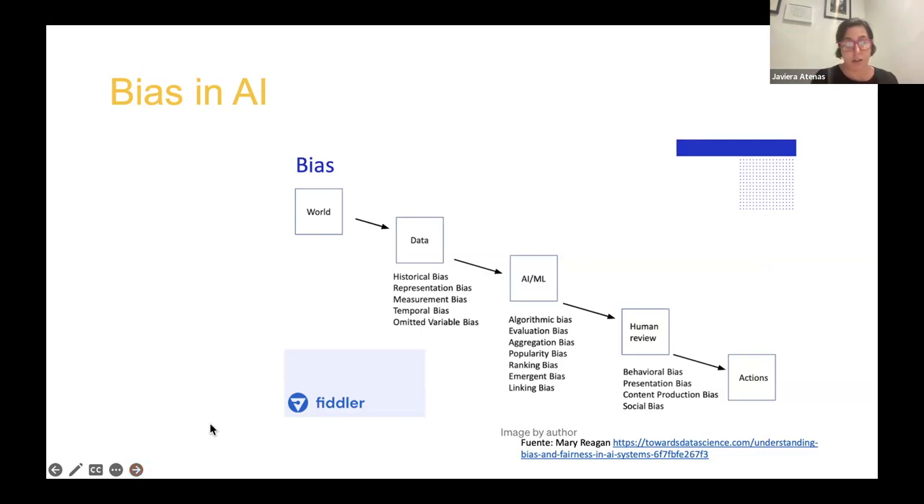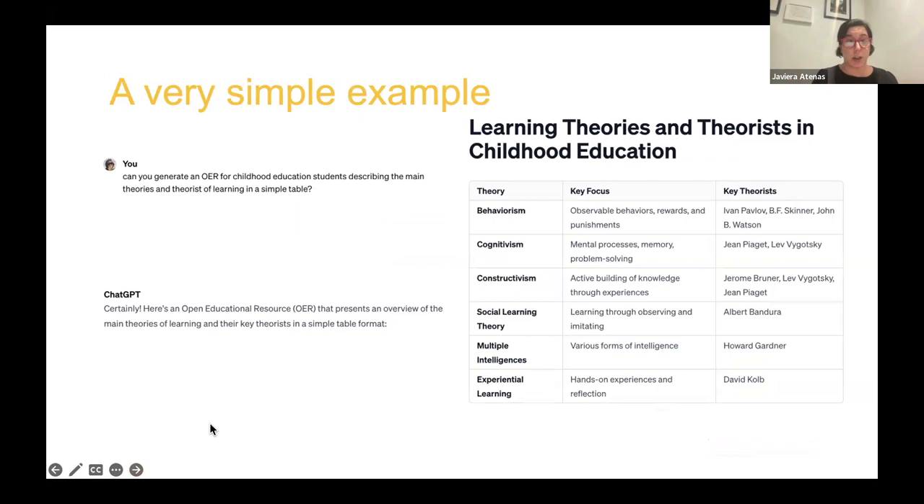So in the context of OER, today I did a very small exercise. I asked different generative AI platforms to help me create an OER for childhood education students, describing the main theories and theorists in a very simple table. This is what the machine outputs: "Certainly, here's an open educational resource that presents an overview of the main theorists." Who are the key theorists? Can you spot a pattern here?